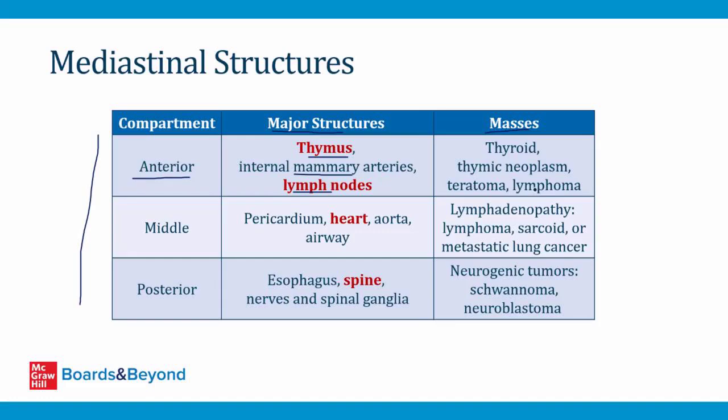So you can find a lymphoma, for example. You can find thymic neoplasms. Then you can also find thyroid problems and teratomas like we talked about in the last slide.